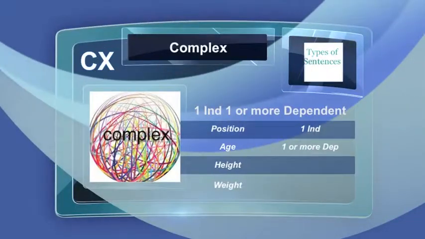Our next sentence is a complex sentence, which has one independent clause and one or more dependent clauses. You can put them in any order, so your sentence can start with an independent clause and end with two dependent clauses, or start with the dependent clause and end with the independent clause. Either way, it makes a complex sentence.